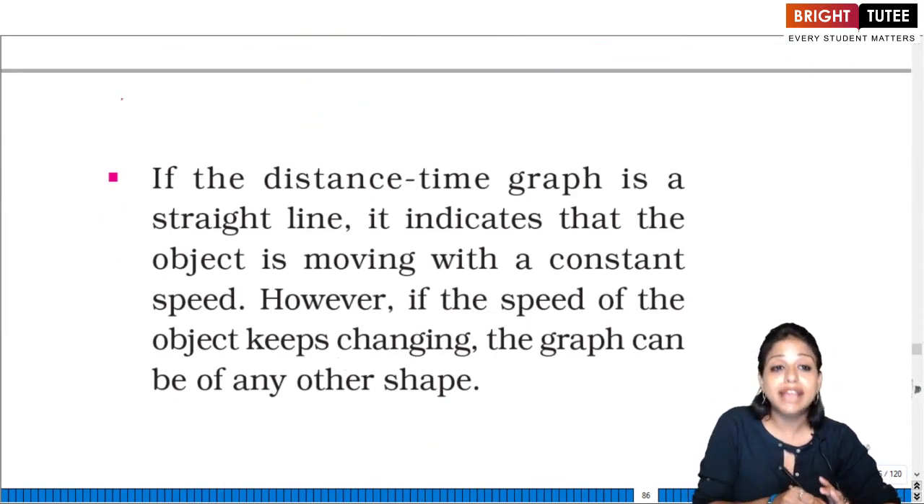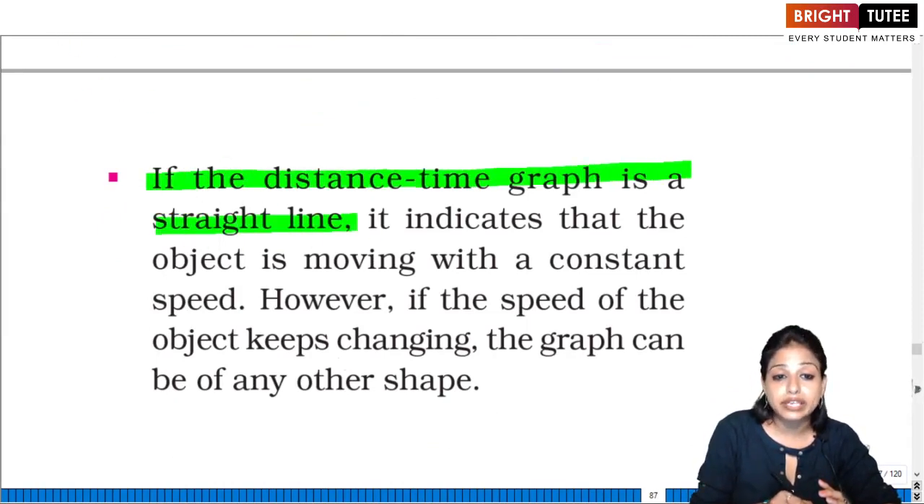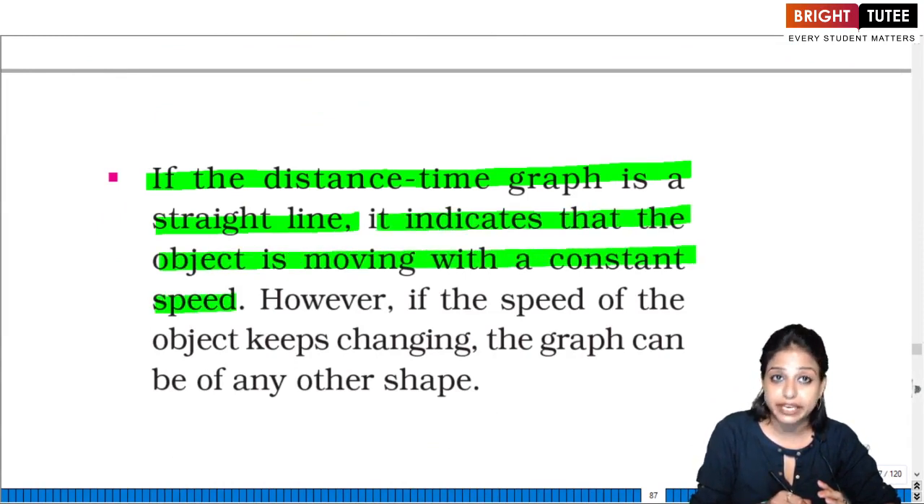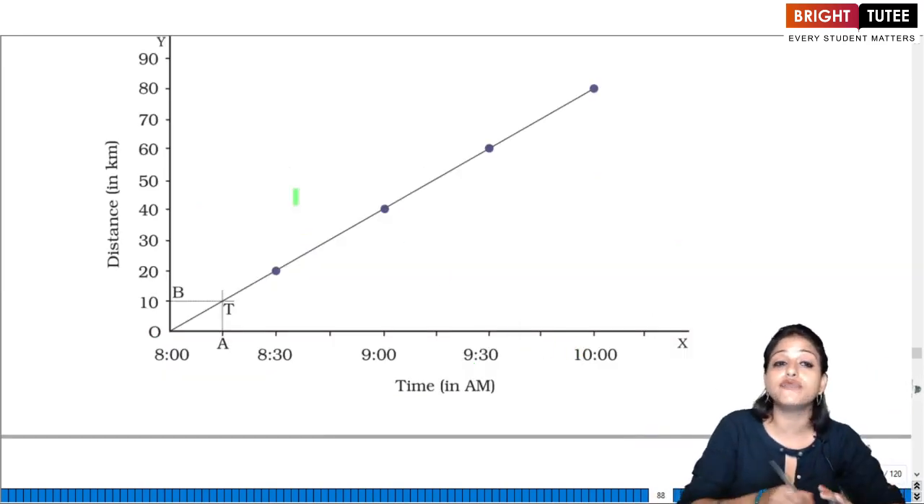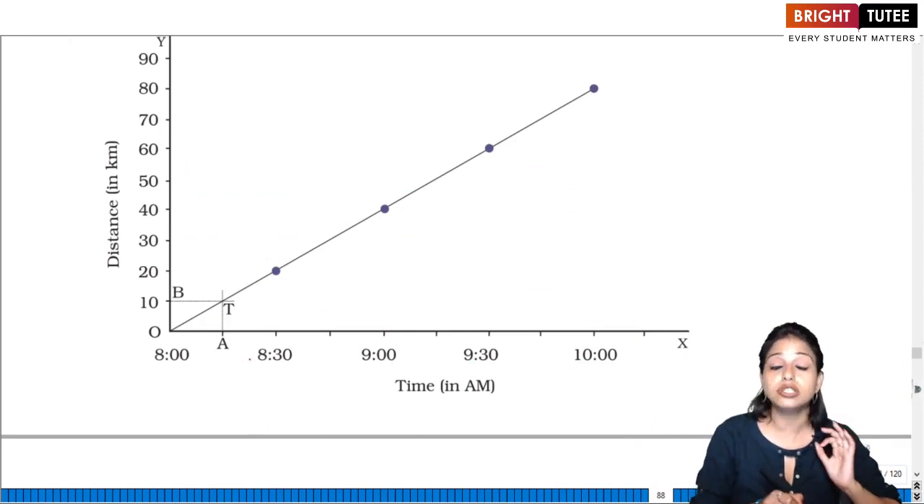That means that if the distance-time graph is a straight line, it indicates that the object is moving with a constant speed. However, if the speed of the object keeps changing, the graph can still be drawn, but it will be of some other shape. So this is the graph for uniform velocity or speed.